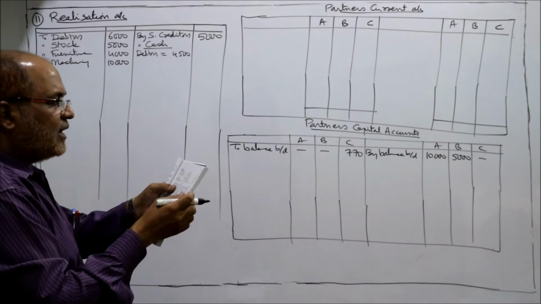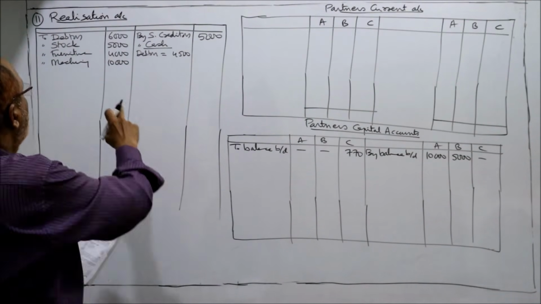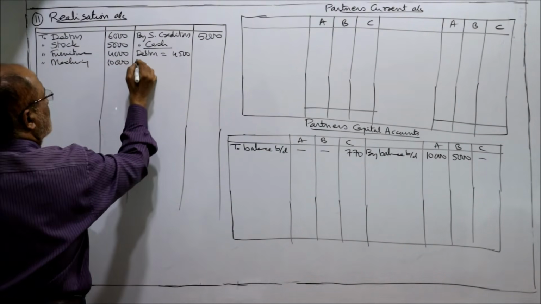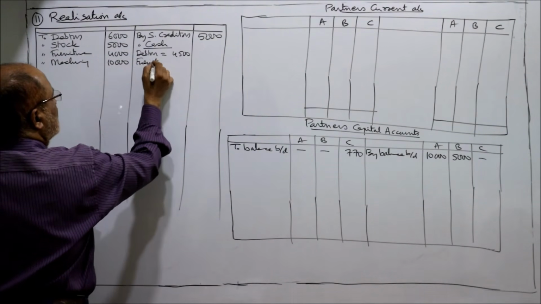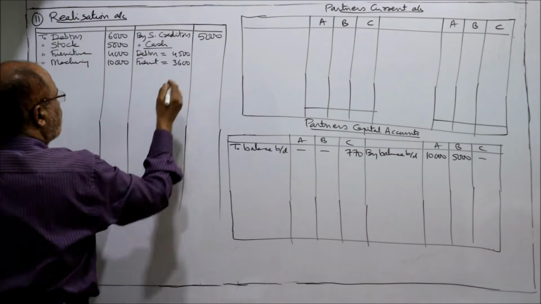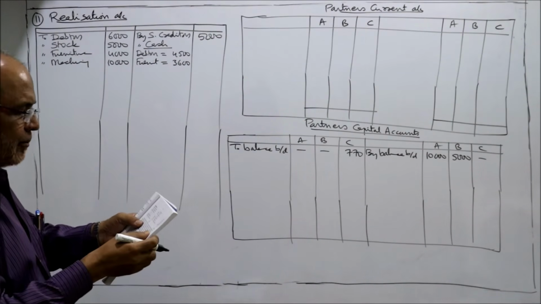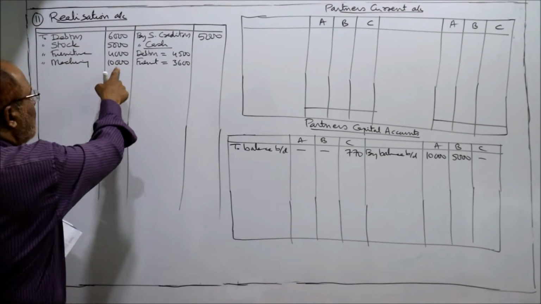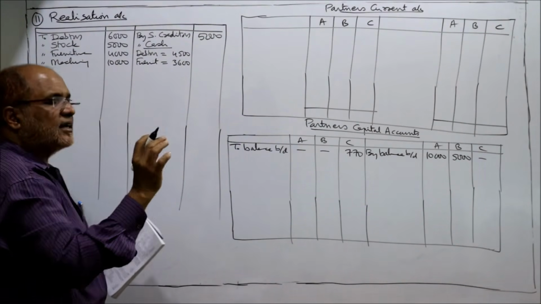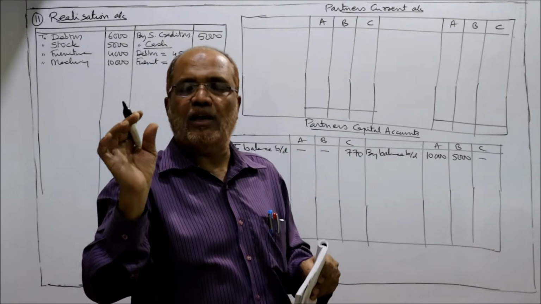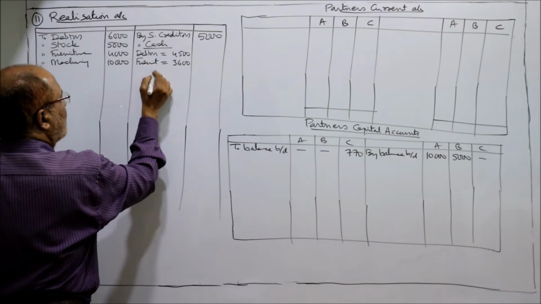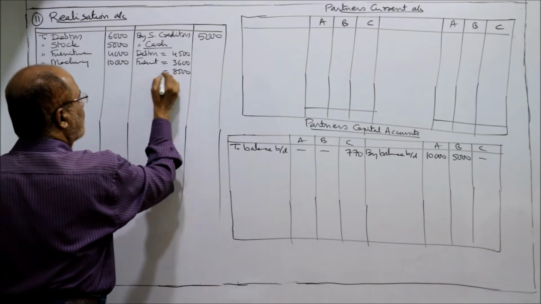25% less came in. Furniture 10% less. The book value of furniture is 4,000. 10% of 4,000 is 400. Deduct 400 and you get 3,600. And machinery 15% less. 10,000 rupees is the book value of machinery. 15% is 1,500. So 10,000 minus 1,500 is 8,500. So 8,500 rupees are received for machinery.